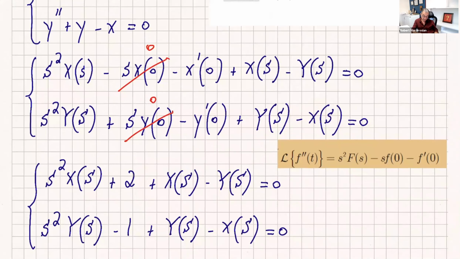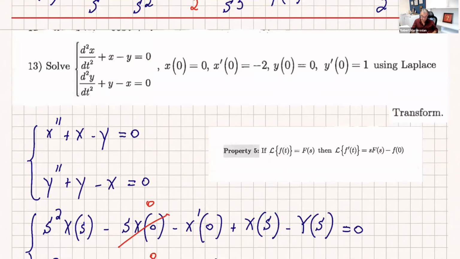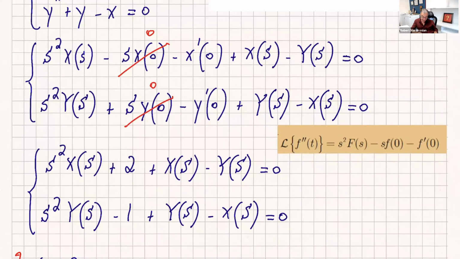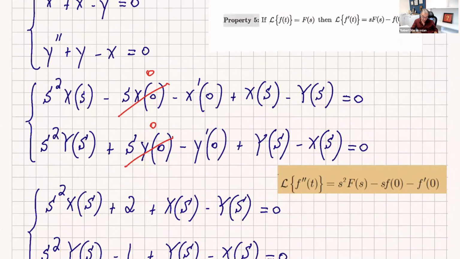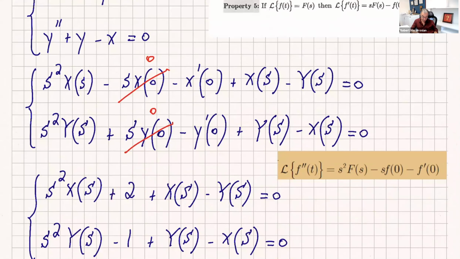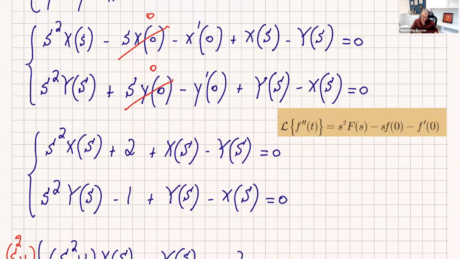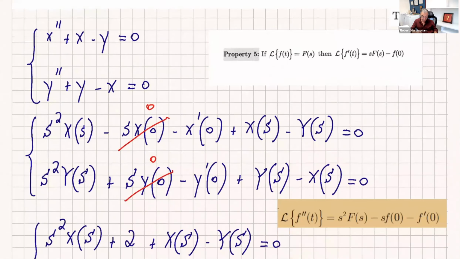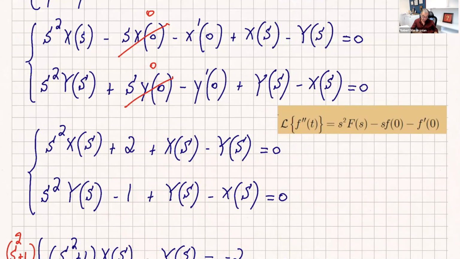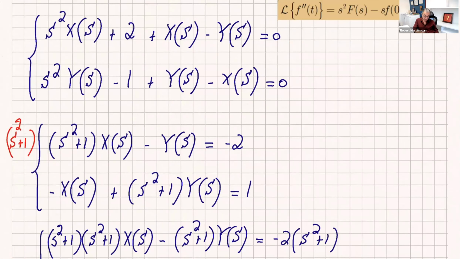So we know from the conditions these are 0. What we're left with, so x prime of 0 is negative 2. So here we get plus 2, and you have x of s minus y of s equals 0. And we know that y prime of 0 from here is 1. So you substitute, and if you do that, you're just left with x of s and y of s. And that's a simple system to solve.